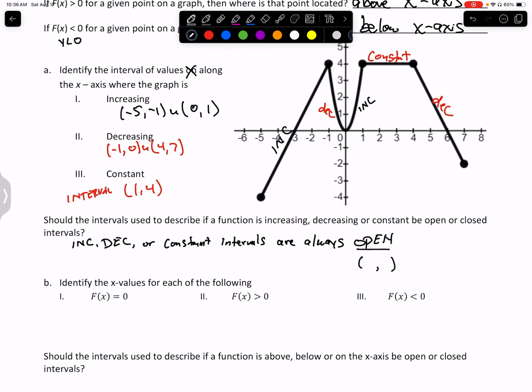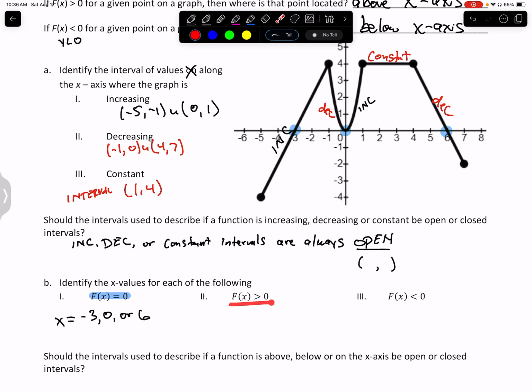Identify the x values for each of the following. And I'm going to use a highlighter for this. I suggest you do the same. The first one, f of x is equal to 0. That means that we are on the x-axis. We're on the x-axis at -3, 0, and 6. So this happens when x is -3, 0, or 6.